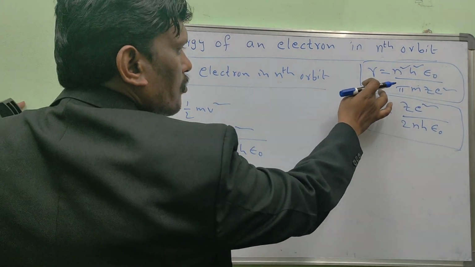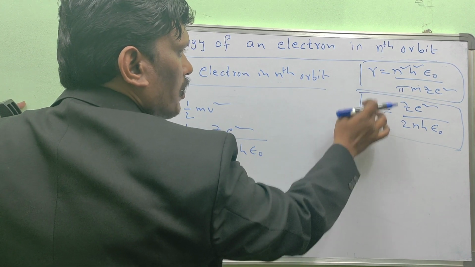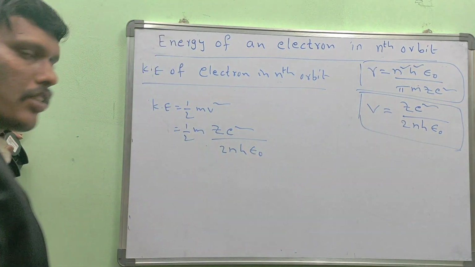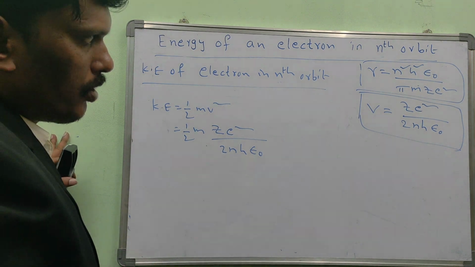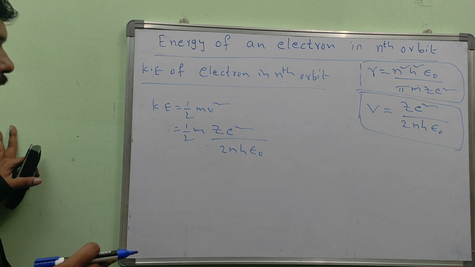Radius of the orbit, that is the nth orbit. This is the velocity of the electron in the nth orbit. Radius of the nth orbit and velocity of the electron in the nth orbit, these two formulas are required. To solve the problem, derivation is not important. These two formulas are important to solve the problem in less than 1 minute.